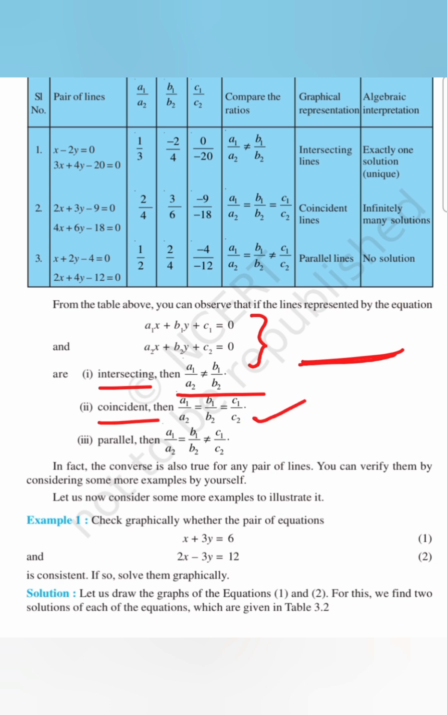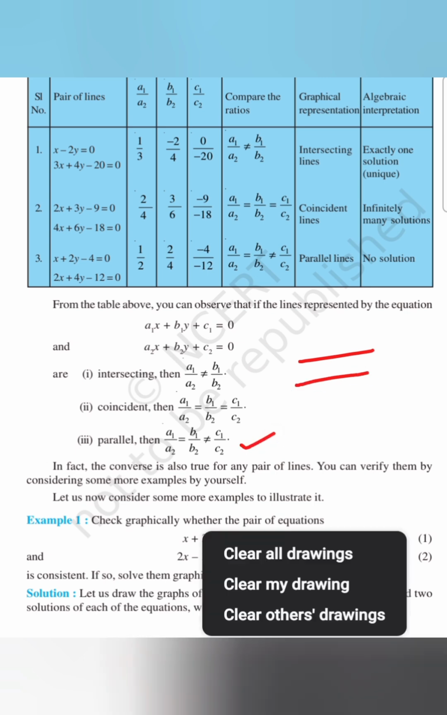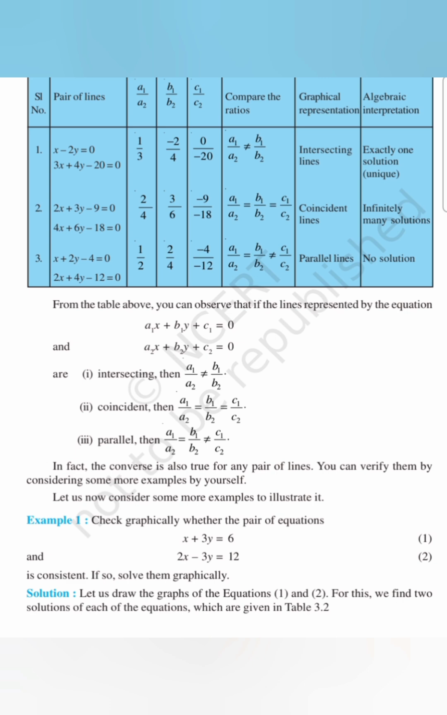a1 by a2 is equal to b1 by b2 is equal to c1 by c2. If they are parallel, you can say a1 by a2 is equal to b1 by b2, not equal to c1 by c2. Now, they have given a table with different examples for all these three cases.